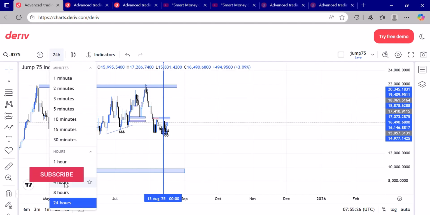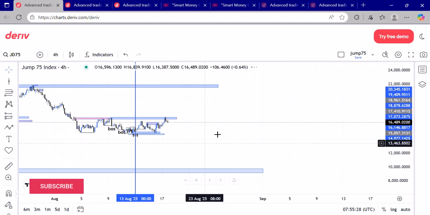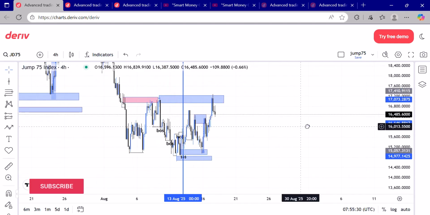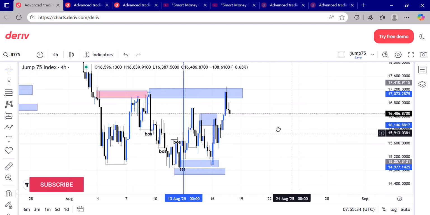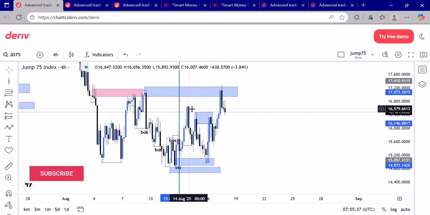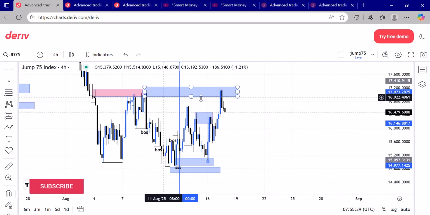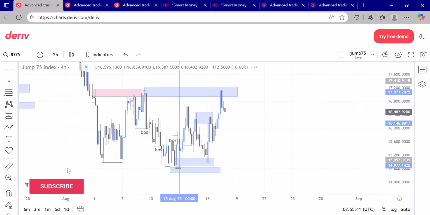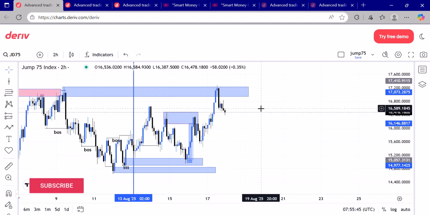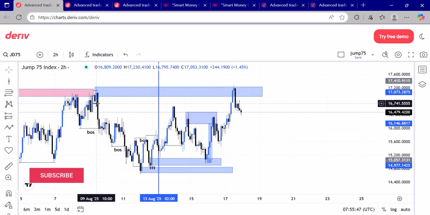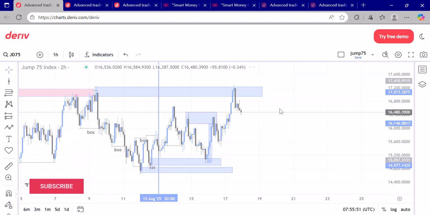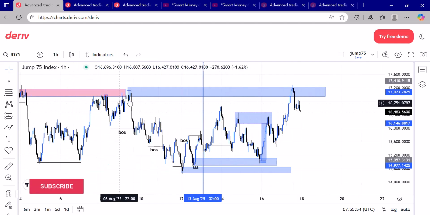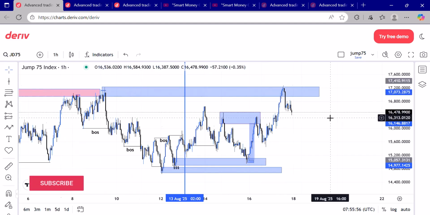So let's go back. So this is a 4 hours time frame. So what we're seeing here in a 4 hours time frame, this is a supply zone. Let's go to our 2 hours time frame. Now, this is a clear supply zone in our 2 hours time frame. Okay, let's refine it to 1 hour. So this is a clear supply zone. Okay, clear supply zone. So what happened here?